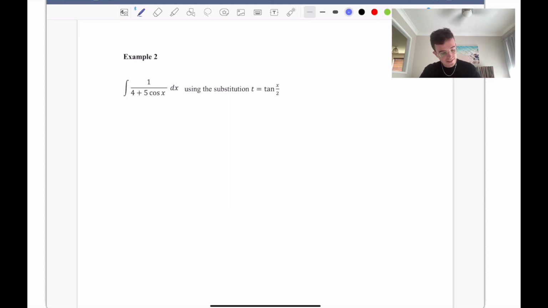So let's use our t formula. So this is the integral of 1 over 4 plus 5 lots of 1 minus t squared on 1 plus t squared.